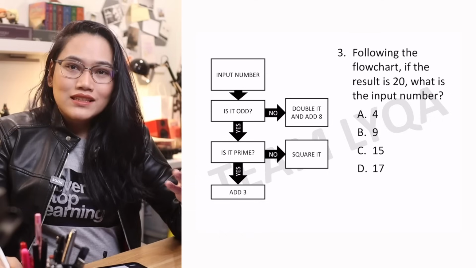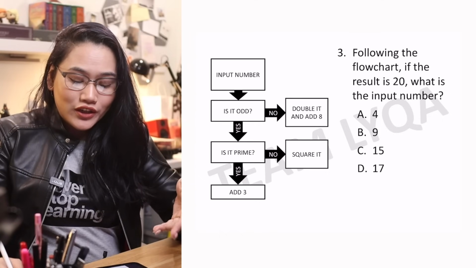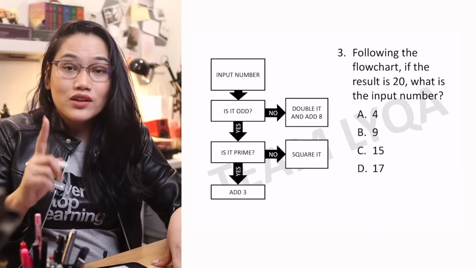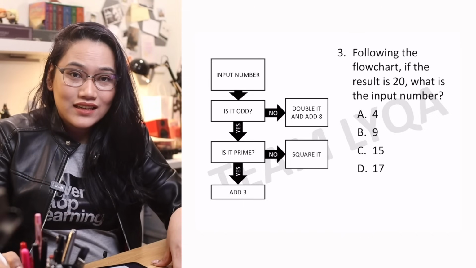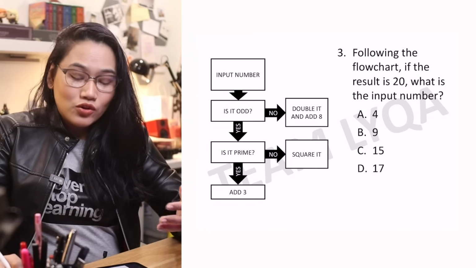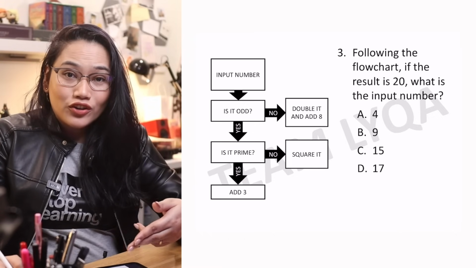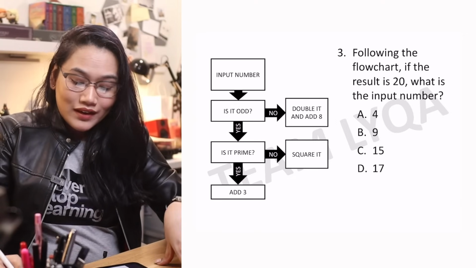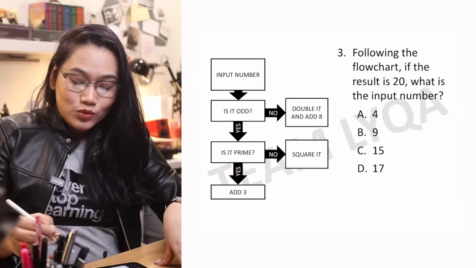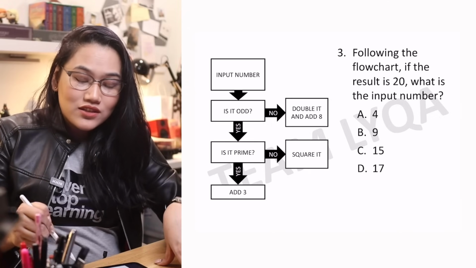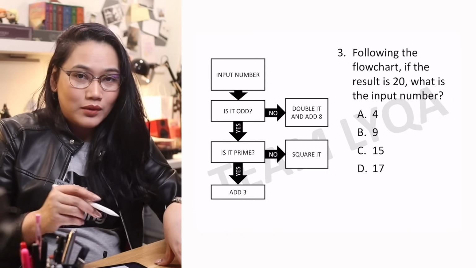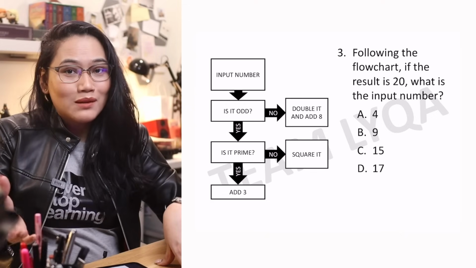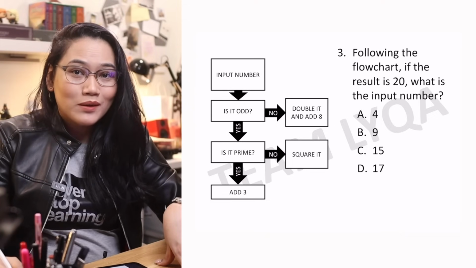Same question, sabi dito, following the flowchart, if the result is 20, what is the input number? Yun nga lang, 20 na ngayon yung resulting number, hindi na 60. So anong pwede kong gawin kung ayaw kong i-trial and error yung mga gates or yung mga exit para malaman ko ano yung input number? Ang gagawin mo na ngayon na strategy would be to use each of these numbers as the input number and see kung ano ang magre-result sa 20. Kung saan ka mas mabilis, yun ang piliin ninyong method.